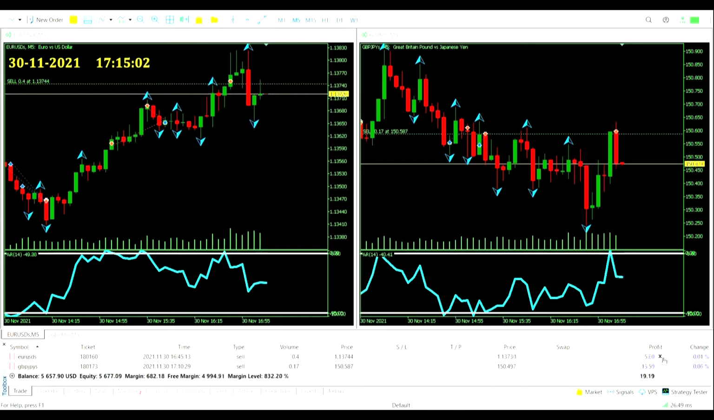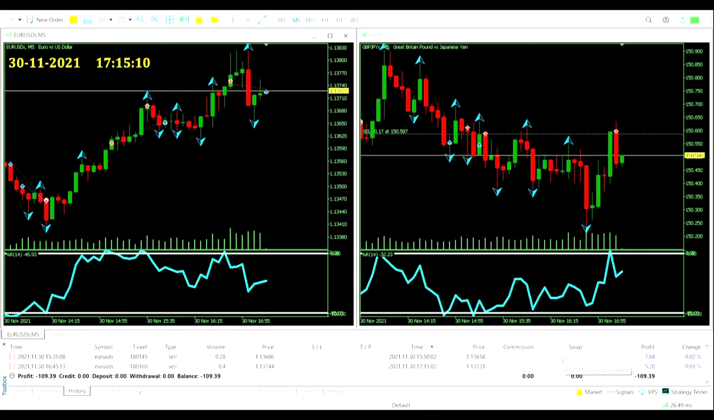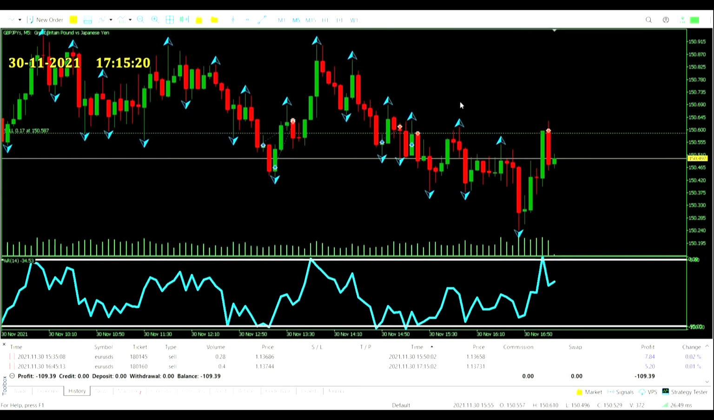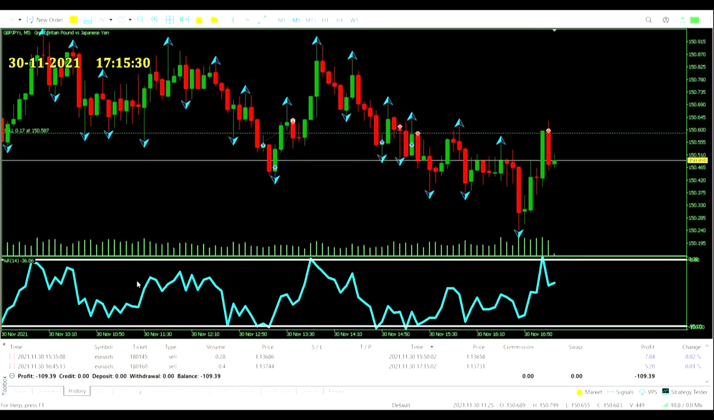All right, let's close down the Euro US dollar. Booking a minimal win from that. A minimal win is not a bad trade though. $5.20 for us. And we won't be taking any more signals from the Euro US dollar. We will let our trade play out on the Great British Pound and Japanese Yen to finish off the day. Need to be able to make at least $5.56 from it to get into profit overall for the strategy.